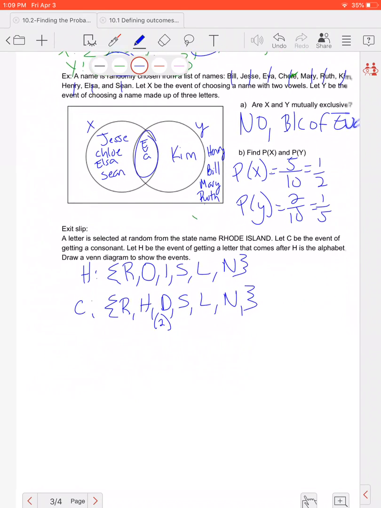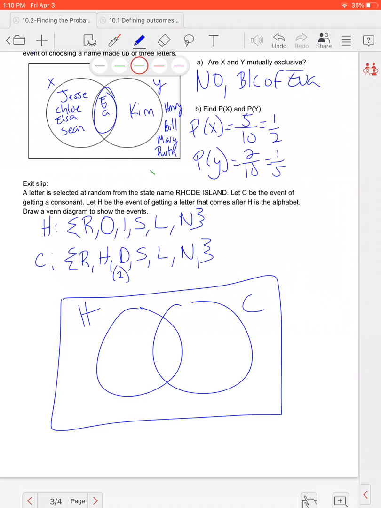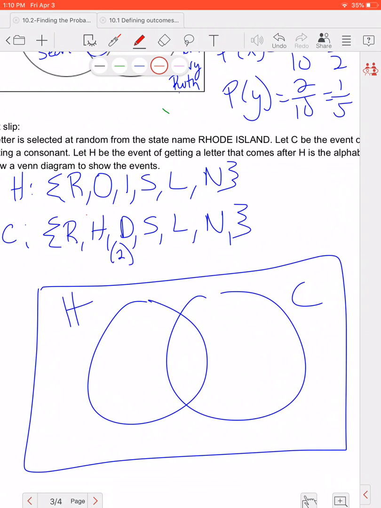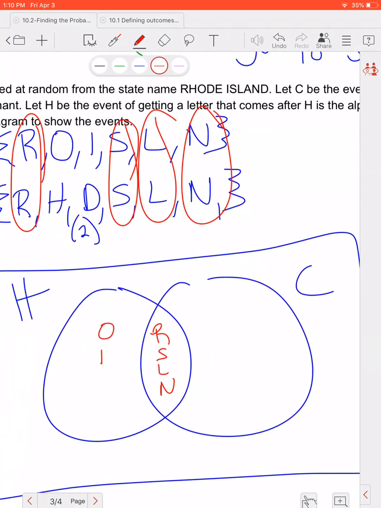Okay, so the first thing I'm going to do when I draw my Venn diagram, when I label this H and C, is see if there is any overlap. Okay, and there's an overlap in R, there's an overlap in S, L, and N. So we're going to have R, S, L, and N. And then we're going to have O, I in this circle, and H and D in this circle.